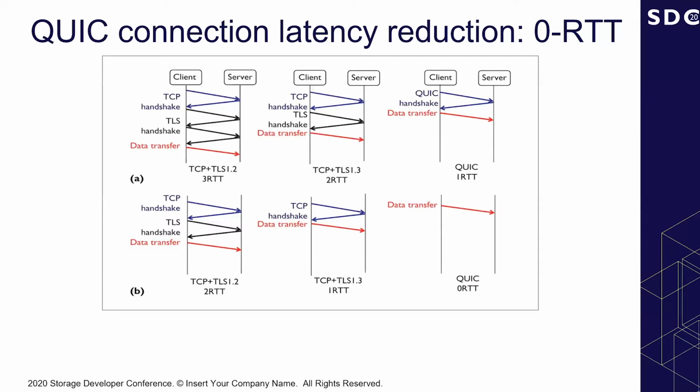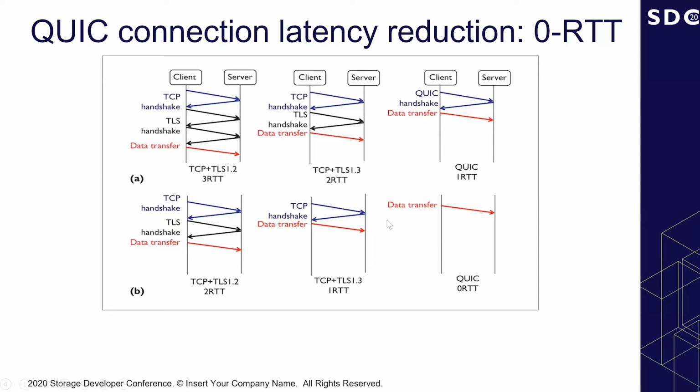And here is a diagrammatic representation of how QUIC optimizes the handshake process. In section A, the diagram shows the handshake for initial connections. And in section B, you see the diagrams for resumed connections, where the TLS state is already cached.